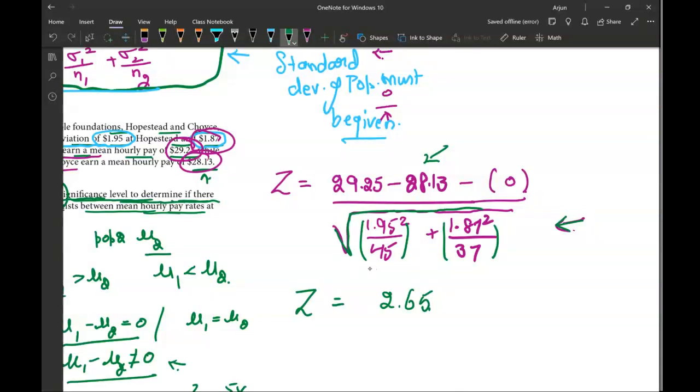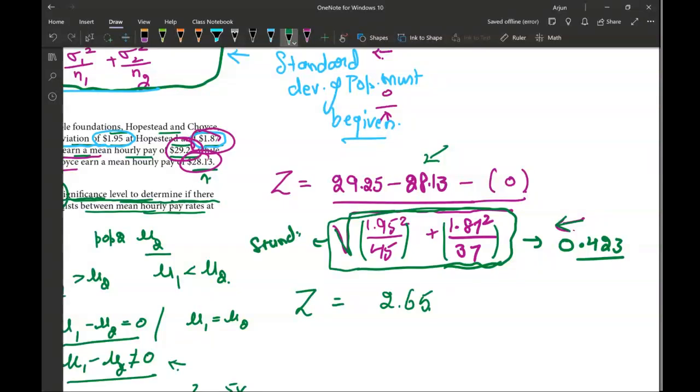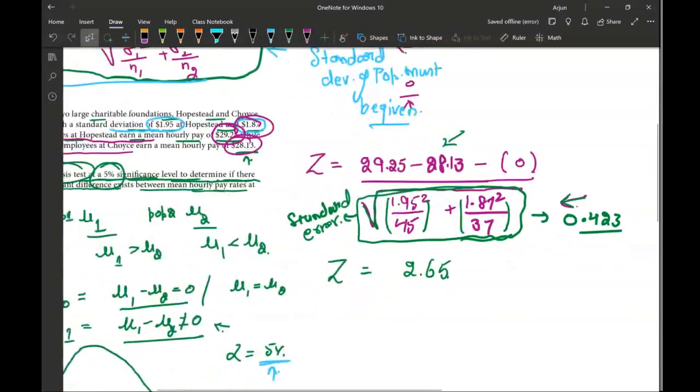If I were to break it down for you, for this portion you're going to get 0.423, the value for only this particular portion, the standard error. All right, now we calculated the z value as 2.65.